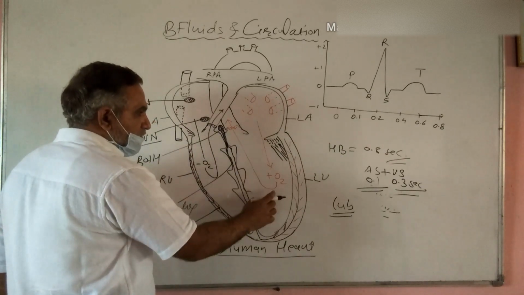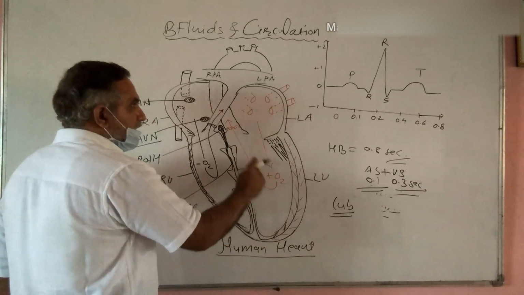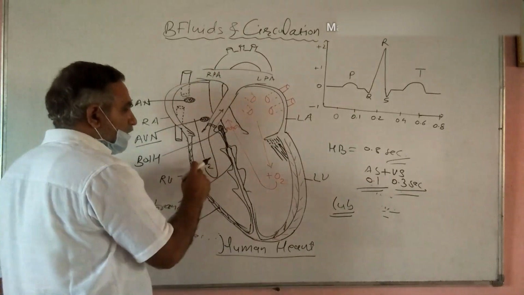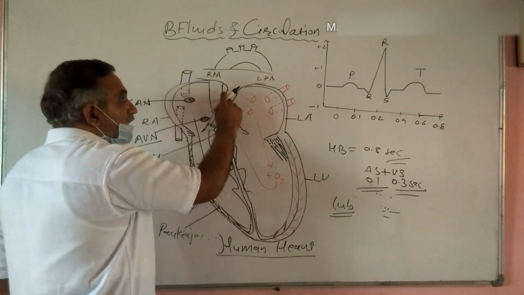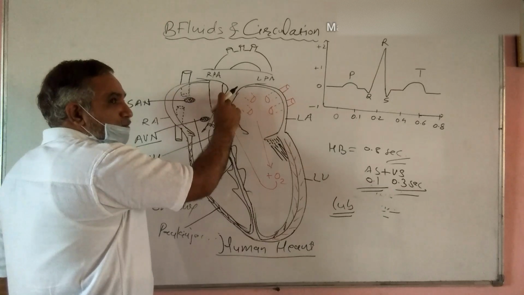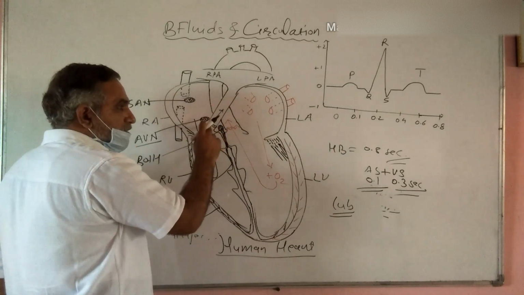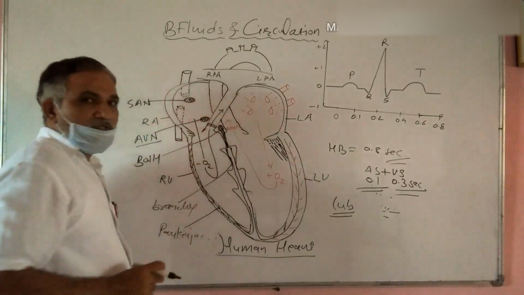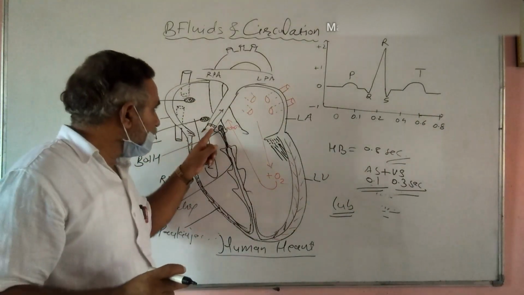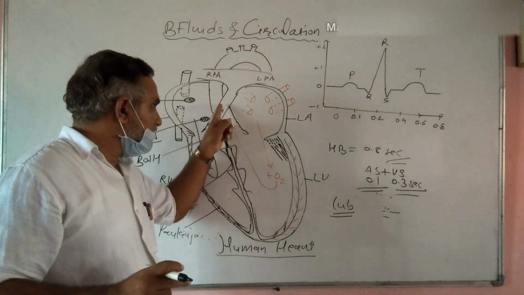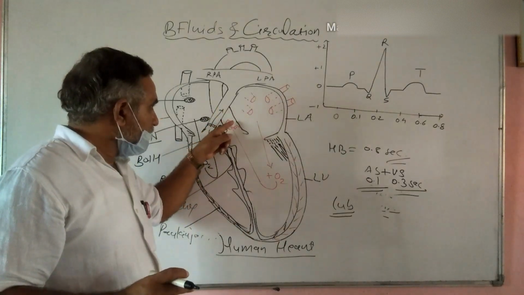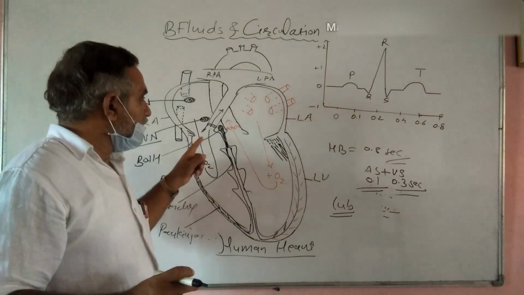When both these valves get closed to prevent the backflow of blood, then the blood from this chamber enters into the aortic arch, and from this chamber it enters into the pulmonary trunk. Here again, these semilunar valves are also unidirectional, and they open in this direction.